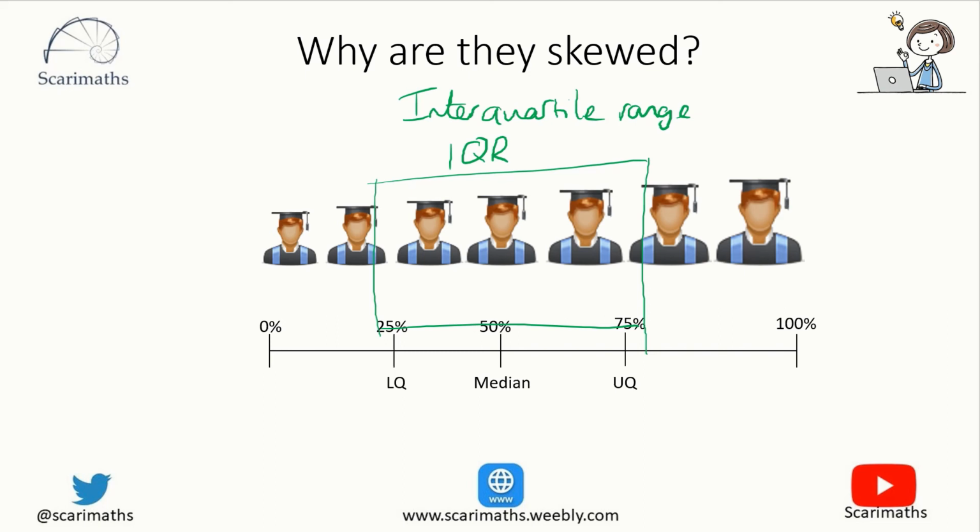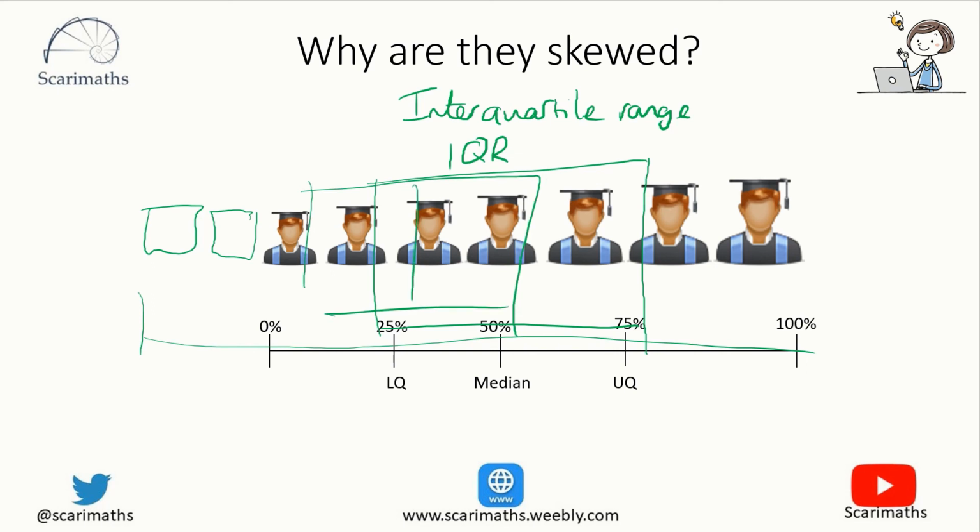Why are they skewed? Why is it that we've got a box here? Imagine if I had more people in at this end. What would happen to my data? Well, actually, the whole box, including that, would go further down. So it would skew it to the left. And this is something that we're going to talk about a little bit later on.